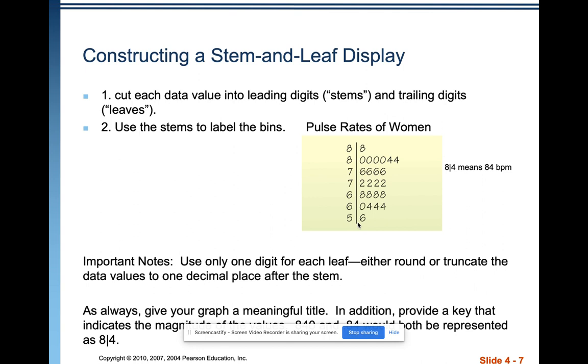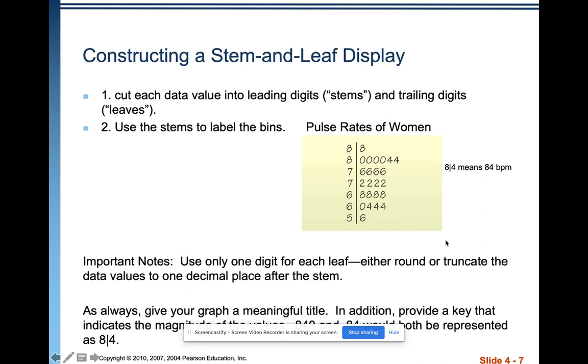One thing you want to note is that the leaves can only have one digit. So that means you're either going to have to round or truncate values sometimes so that you summarize every number with 2 digits, the stem digit and the leaf digit. Because if we have 8 bar 4, that could mean 84, but it could also mean 840.